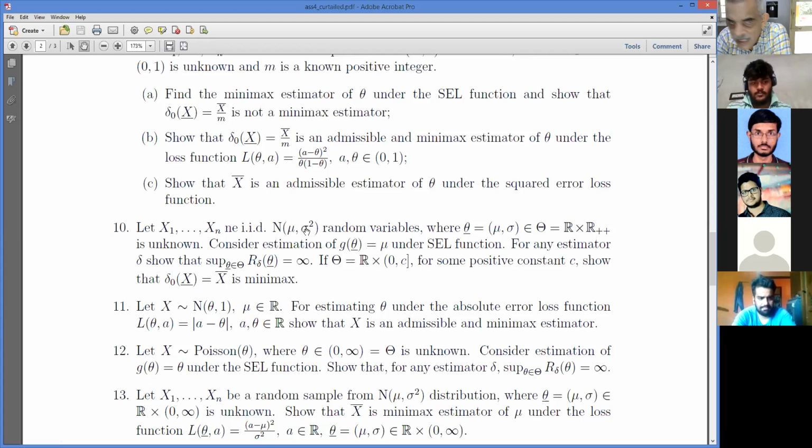If I fix sigma naught square, if I fix sigma x square, then I know that x bar is minimax, which of course will be done using a theorem to be done in the next lecture. So let us not use that approach because we haven't done that. You try to do it using the prior distribution only.